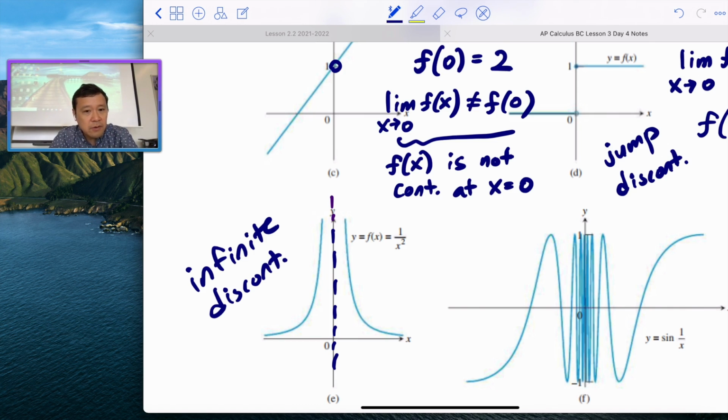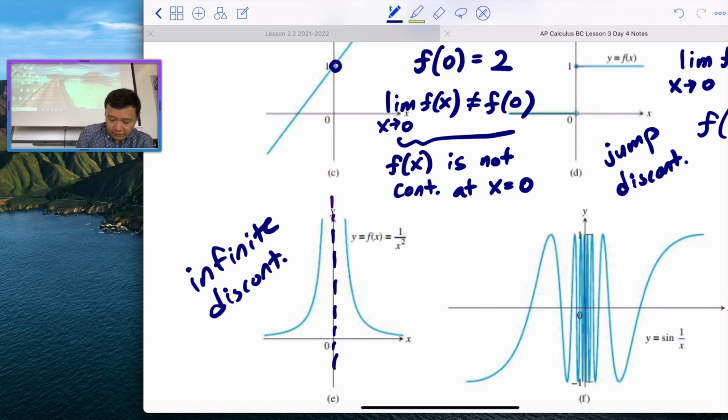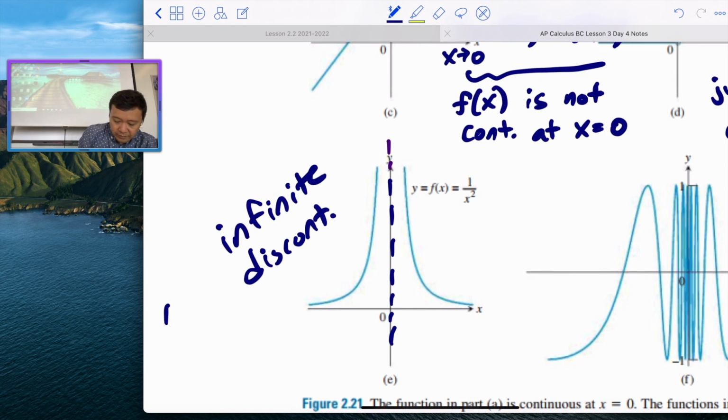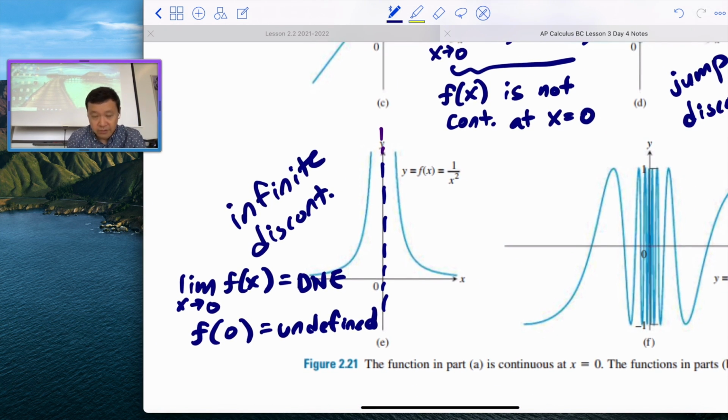Another way: it fails the second condition as well. There is no defined value at x equals 0 anyway. There is no f of 0. So the limit does not exist at x equals 0, or as x approaches 0, and f of 0 is also undefined. You don't have a single defined value for f when x equals 0.